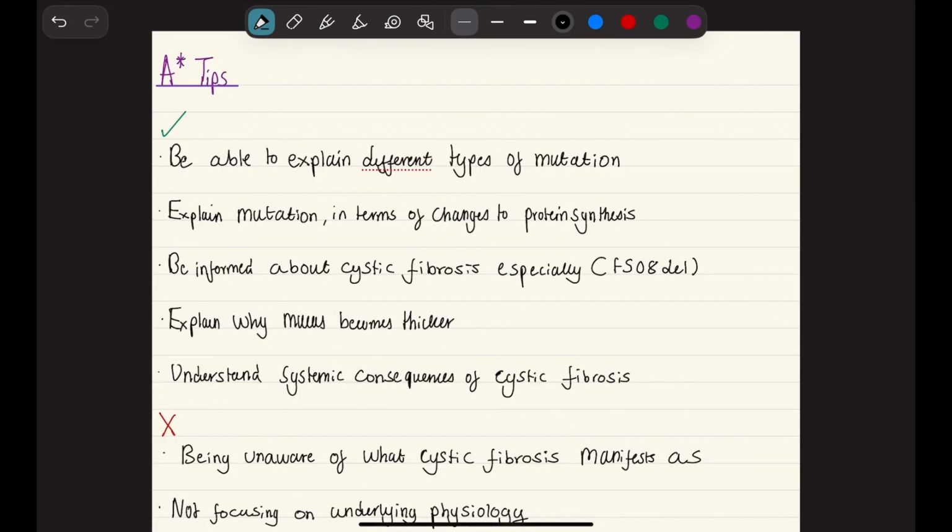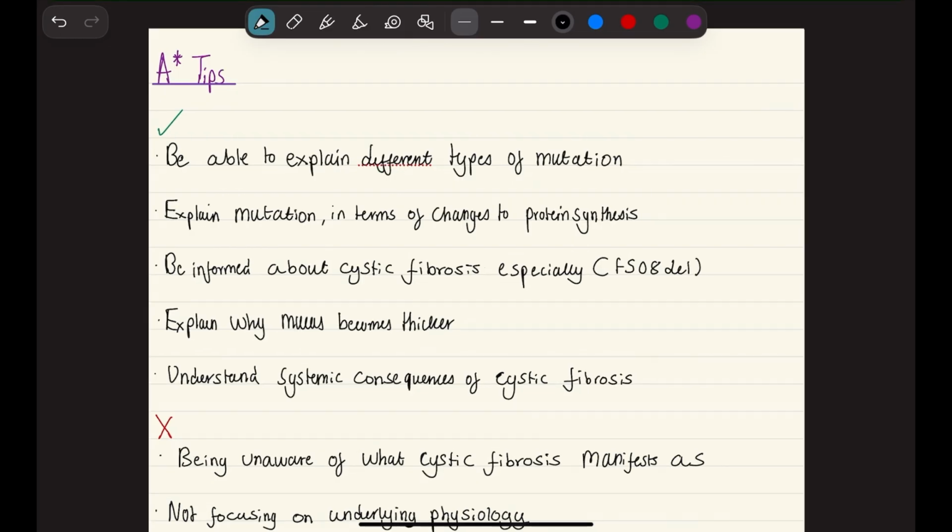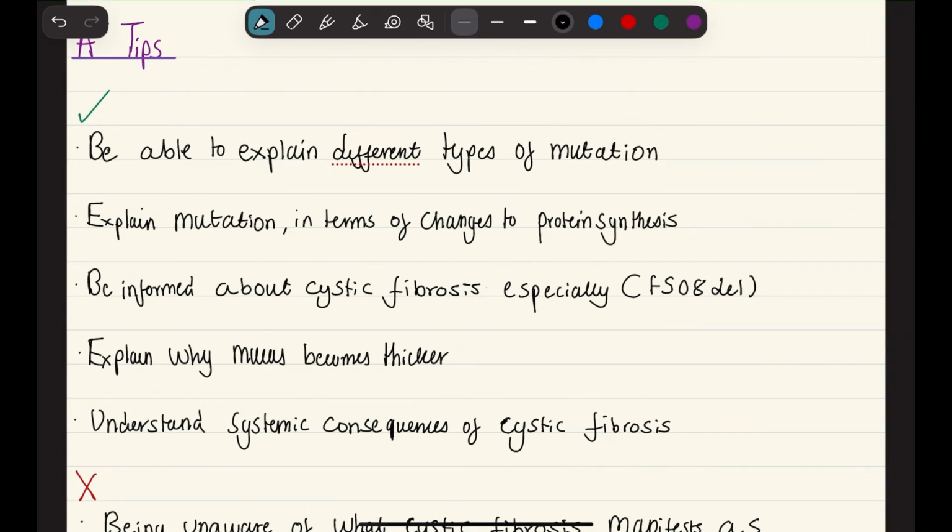Okay, and we're wrapping up now, so it's time for the A-star tips. What is good to do? Explain the different types of mutation. Yeah, in an exam, if I can say addition is this, deletion is this, substitution is this, fantastic. Yeah, addition might be called insertion as well. Just remember that. Now, explaining mutation, guys. That definition is so easy to mark. So easy to mark to just say changing the bases of DNA, and then changes, and then maybe changes in the polypeptide. Yeah, say all of that, you're gonna get marks.